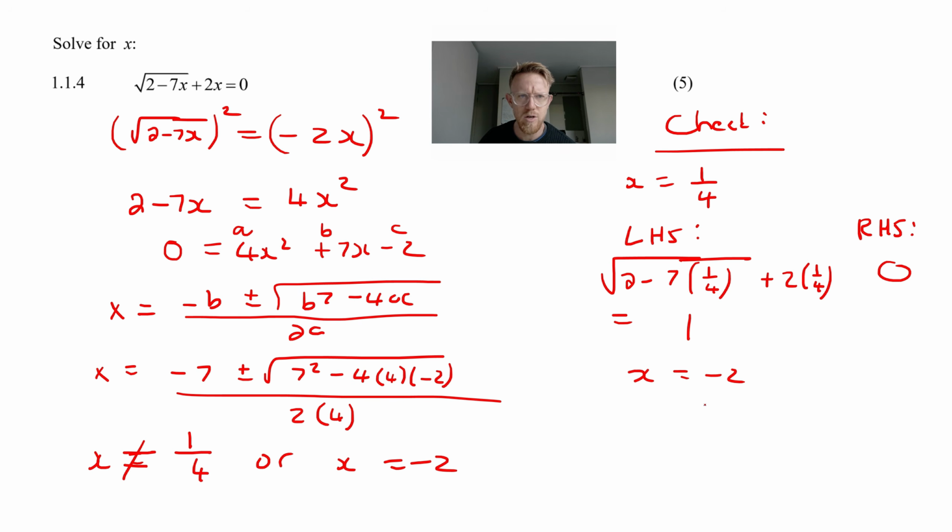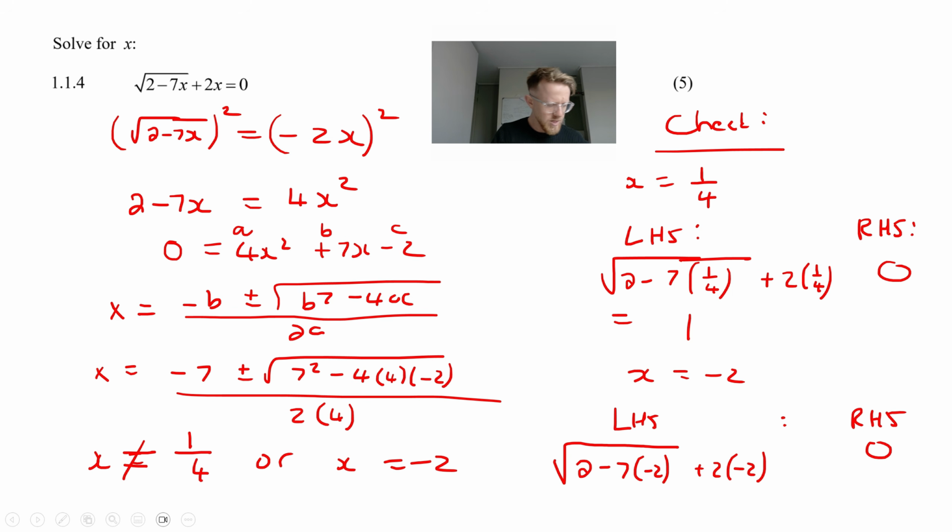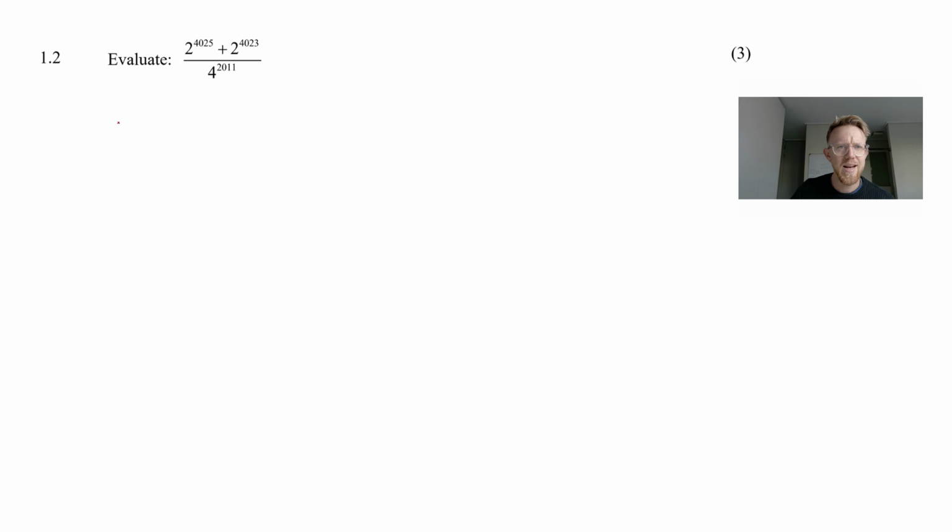If we do that, we'll plug it into the left-hand side and then the right-hand side. But once again, we know that the right-hand side is 0. And so this is going to become the square root of 2 minus 7 times -2 plus 2 times -2. And if we type this in, we get 0. Fantastic. So the left-hand side and right-hand side are equal, and so this is a valid answer, but this one is not valid.